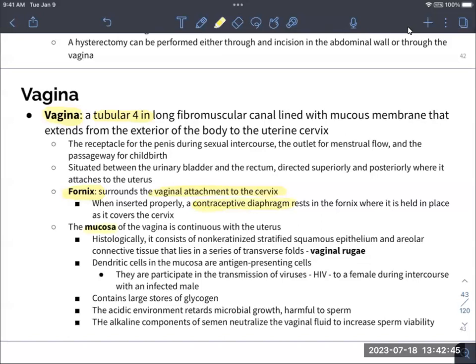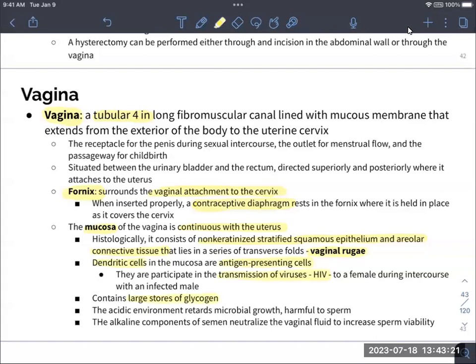The mucosa. This is continuous with that uterus. It's non-keratinized stratified squamous epithelium with areolar connective tissue. And it has all these different transverse folds throughout that are known as the vaginal rugae. We have dendritic cells that are going to be found in that vagina. Those are antigen presenting cells. These are the cells that participate in the spread of HIV.